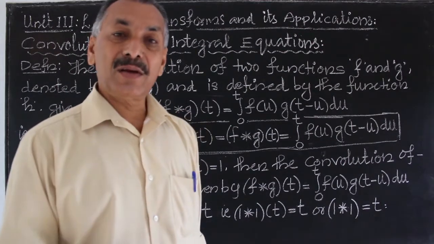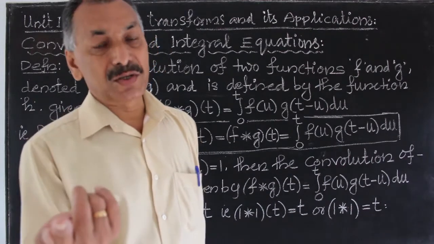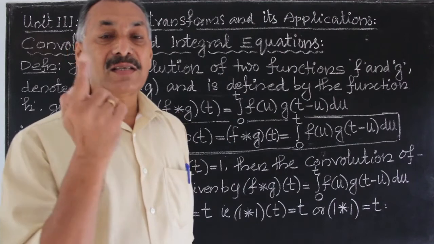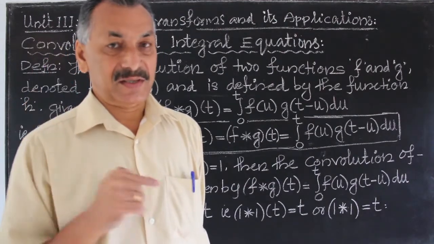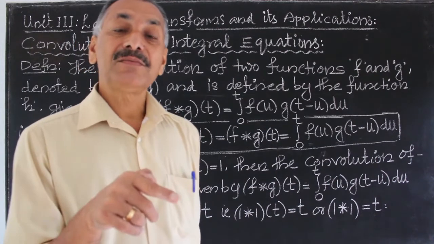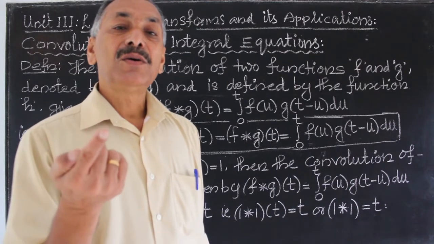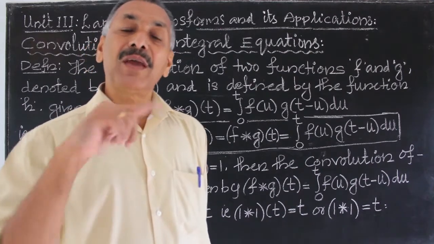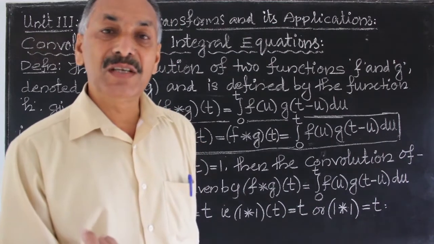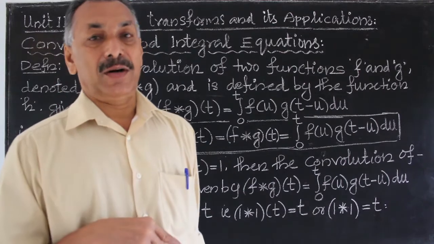For example, consider f of t is equal to 1 and g of t is equal to t. Then what is L of f? L of 1 is equal to 1 by s. What is L of g? The Laplace transform of t is equal to 1 by s square. The Laplace transform of f into the Laplace transform of g means 1 by s into 1 by s square, which is equal to 1 by s cube.